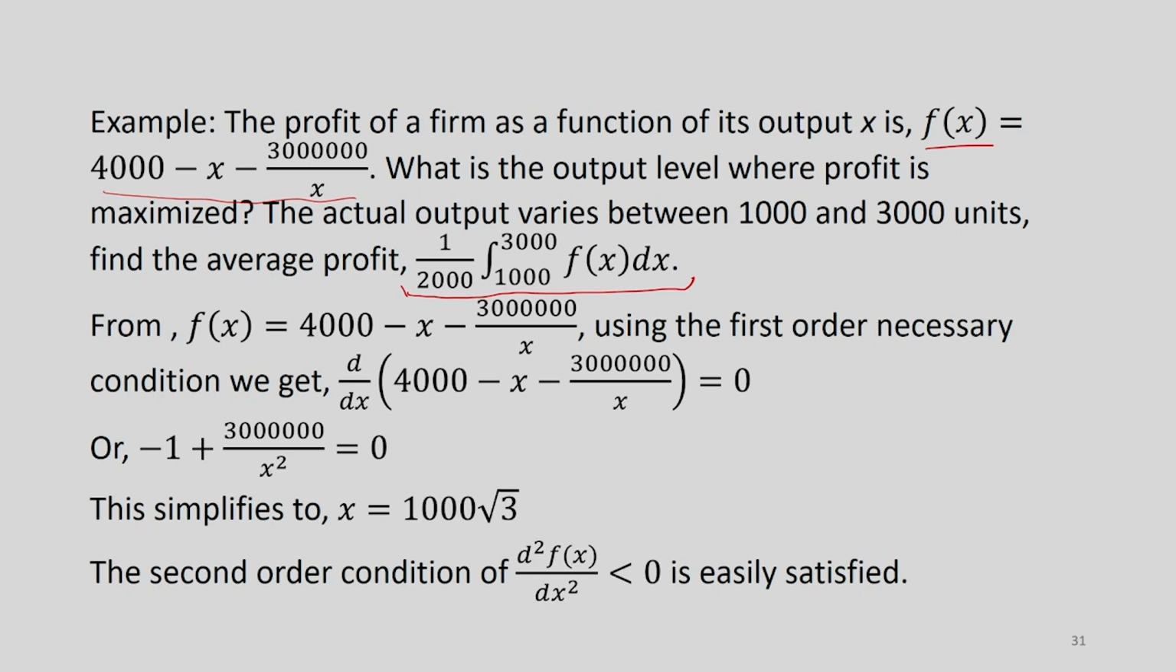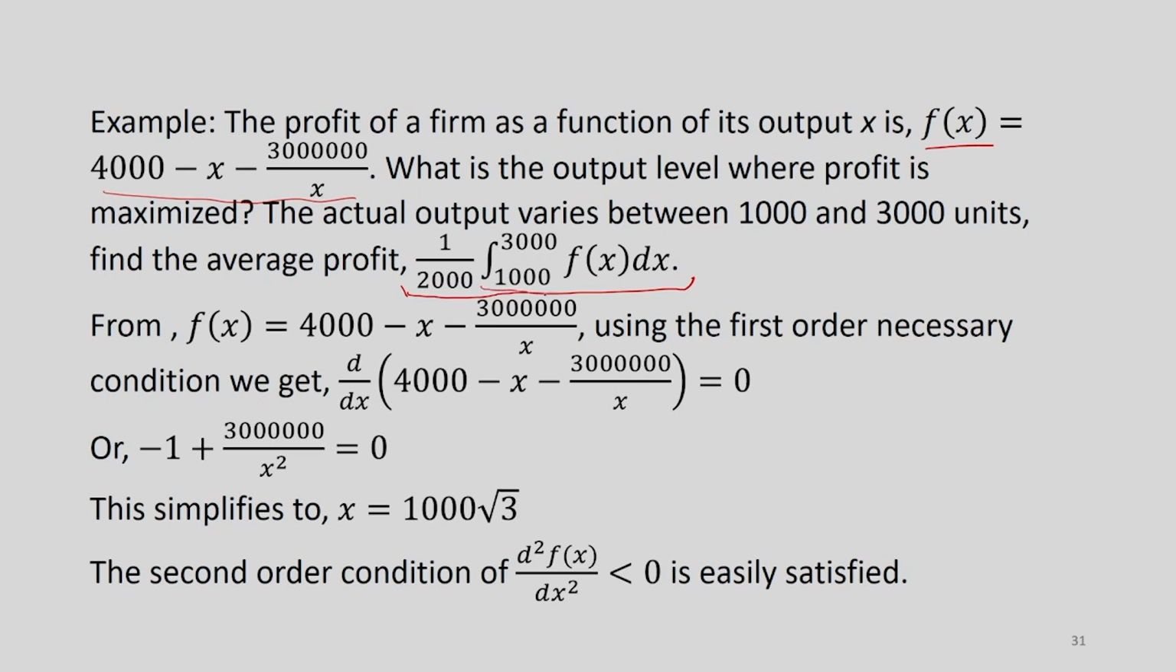Now this first part is simply a problem of optimization with a single variable. The second part is the part which is relevant to integration. What is being said in the second part? The actual output level, which might not be maximizing the profit, mind you, varies between 1000 and 3000. Find the average profit, and helpfully they have given us the form of the average profit. How is it defined? Integration of 1000 to 3000 f(x) dx.